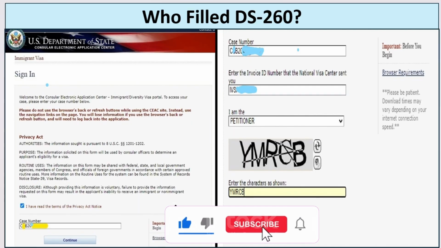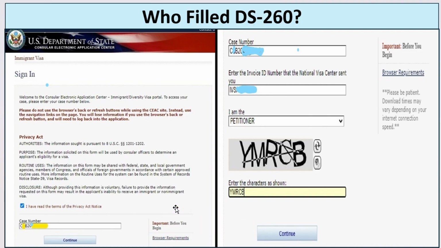Now let's go to the next one, which is who filed DS-260. I talked about this point just a while ago. Filing DS-260, you have several choices. You have the petitioner, you have the applicant, you have an attorney, and you have a third-party agent. You must select one.